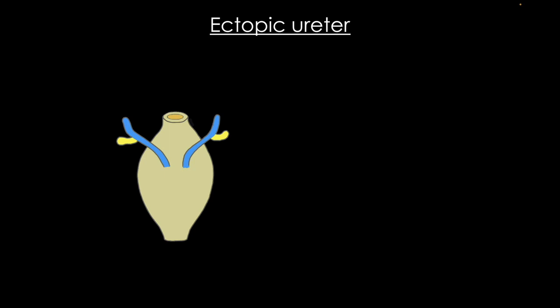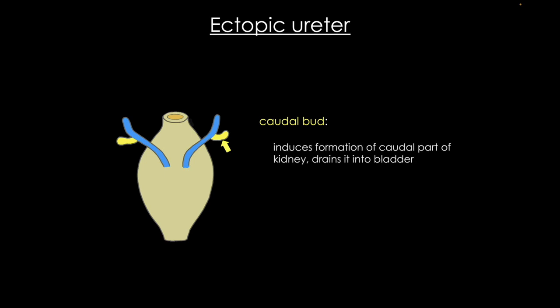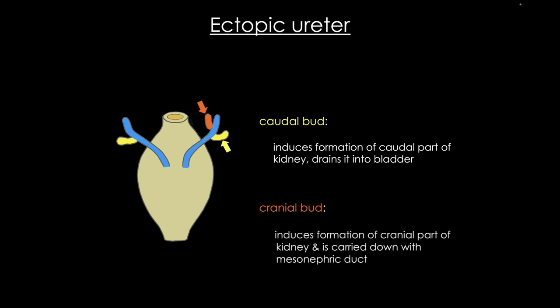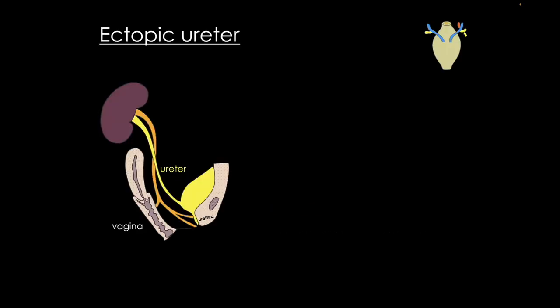You also can see something called ectopic ureter. So here's our cartoon again showing the mesonephric ducts in the bladder and the ureteric bud. And this bud is reasonably caudal. What happens to that bud is it's going to induce the formation of the bottom half, or the caudal part, of the kidney, and then it's going to drain it into the bladder as it would do normally. But we also have an ectopic bud, a cranial bud, and that bud induces formation of the cranial part of the kidney, and then it gets carried down with the mesonephric duct. So it doesn't stay with the caudal ureter. So it looks something like this.